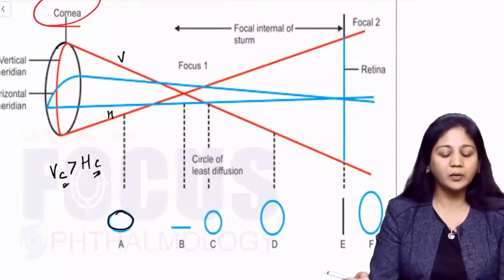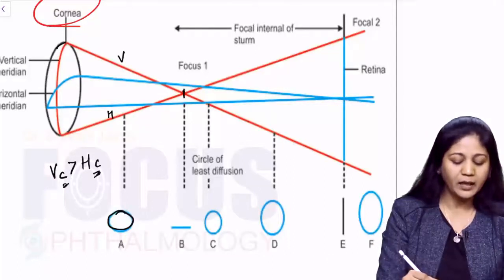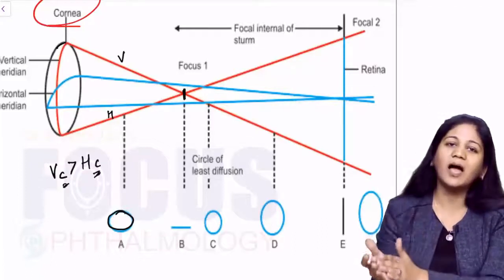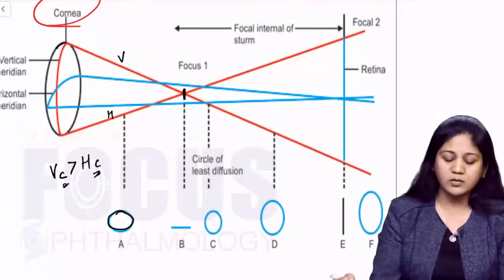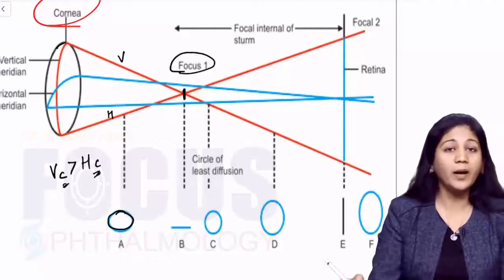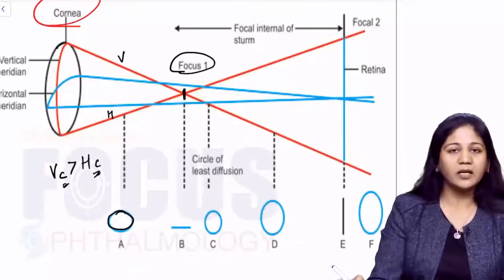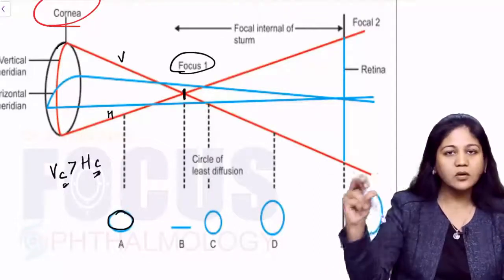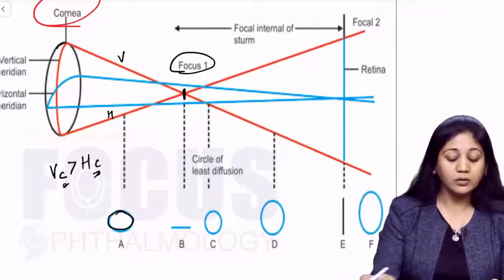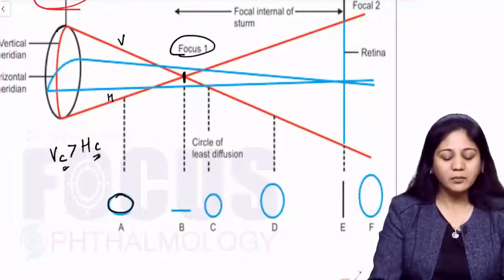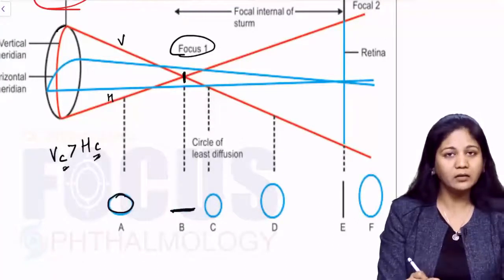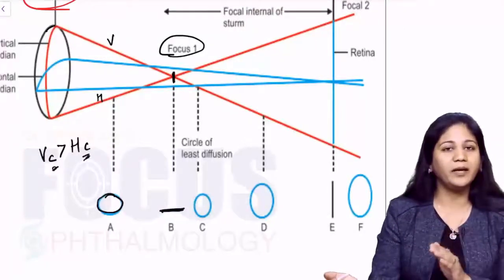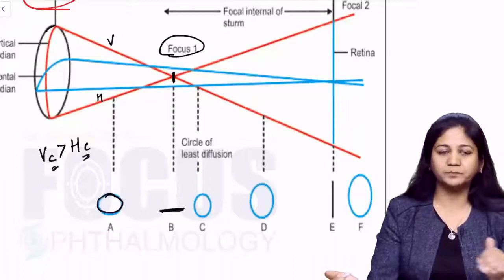Now what happens at point B? At point B, the vertical rays which are being converged have come to a point of focus. So this will be your focus number 1. Now when vertical rays have come to a focus, it is only the horizontal rays which are still converging. So the resulting image will be a horizontal line. So this is your point number B, which is a horizontal line.